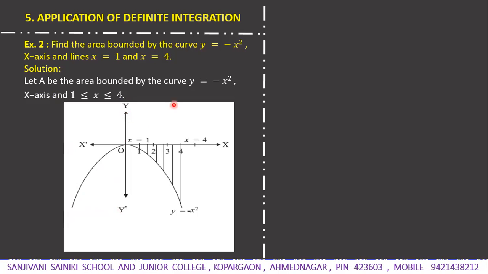So this is the parabola. Y is equal to minus x square means x square is equal to minus y. So this is the equation of the parabola which opens towards negative direction of y-axis. And the limits of x are given: x is equal to 1 to x is equal to 4. Now this part lies below the x-axis, so this area will be negative, and we want to find this area. Again, this is bounded by x-axis, so we will use the first formula, y dx.